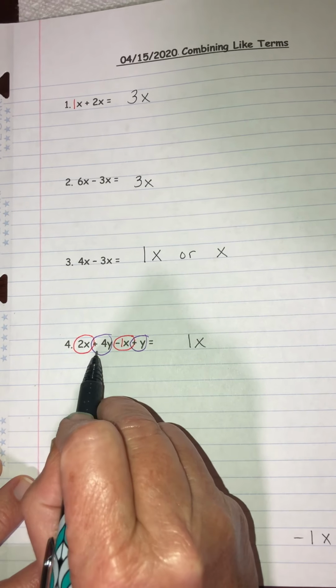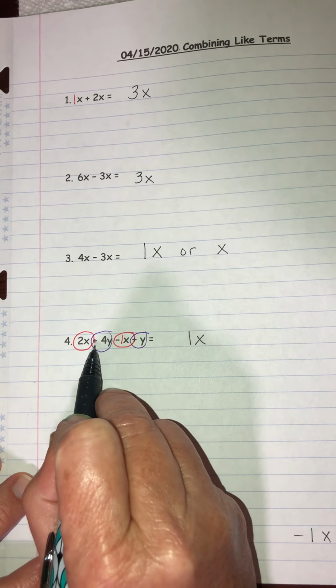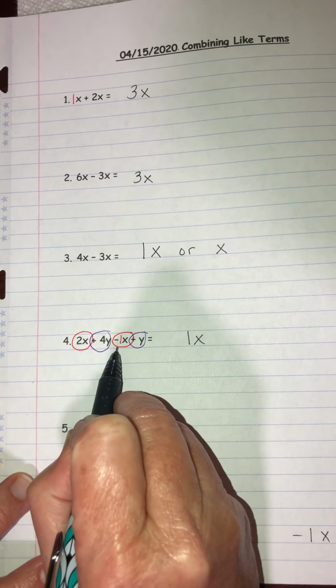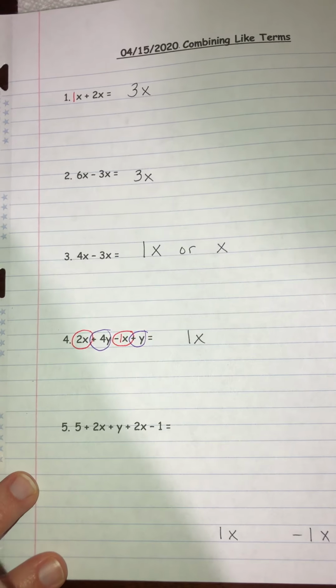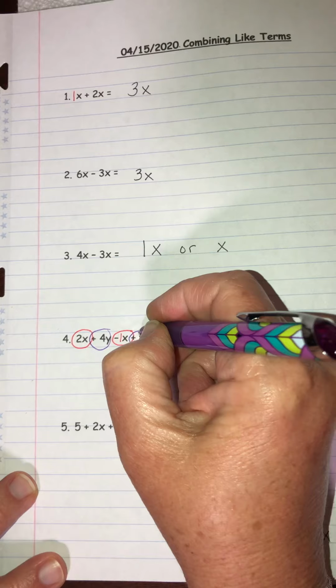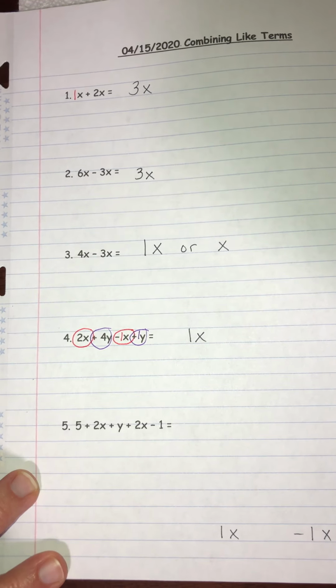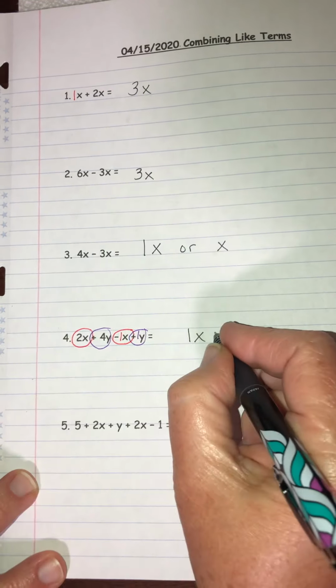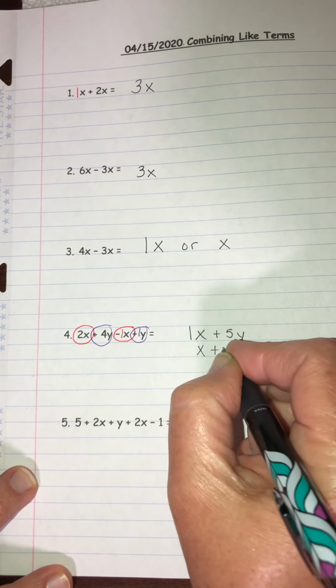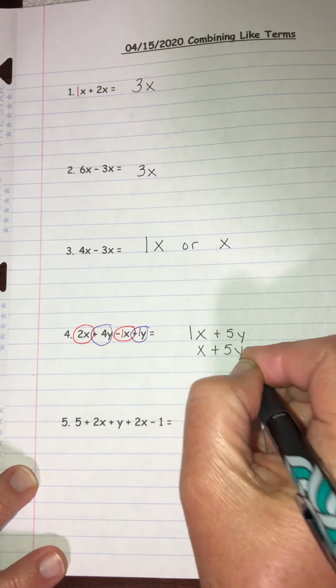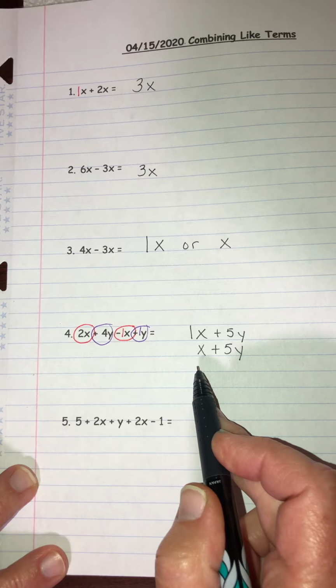And then I have to worry about my y's. So I have 4y plus, take my purple, make sure we remember there's a 1. So 4y plus 1y is 5y. You can also write it as x plus 5y, because remember, you don't have to place the 1.